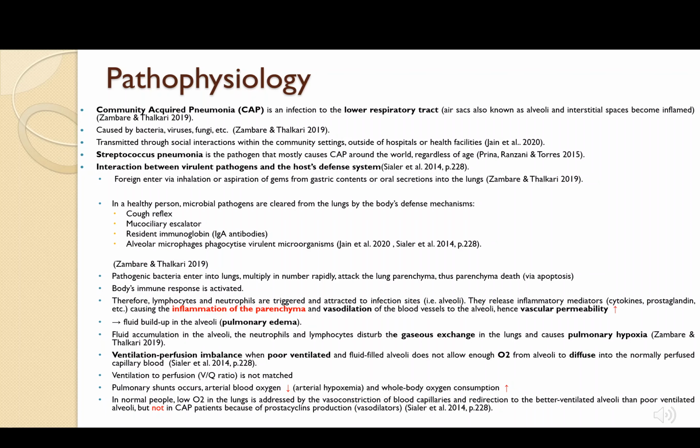In normal people, low oxygen in the lungs is addressed by the vasoconstriction of blood capillaries and redirection of blood to the better ventilated alveoli rather than the non-ventilated alveoli. But this is not happening in community-acquired pneumonia patients because of the production of prostaglandins, the vasodilators that we discussed above.